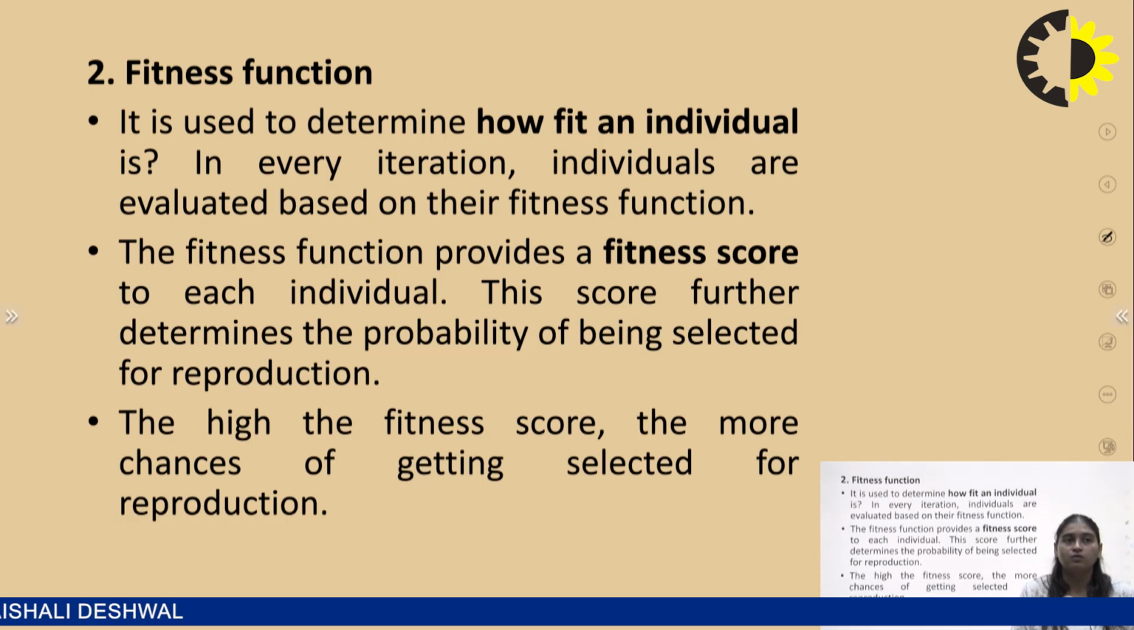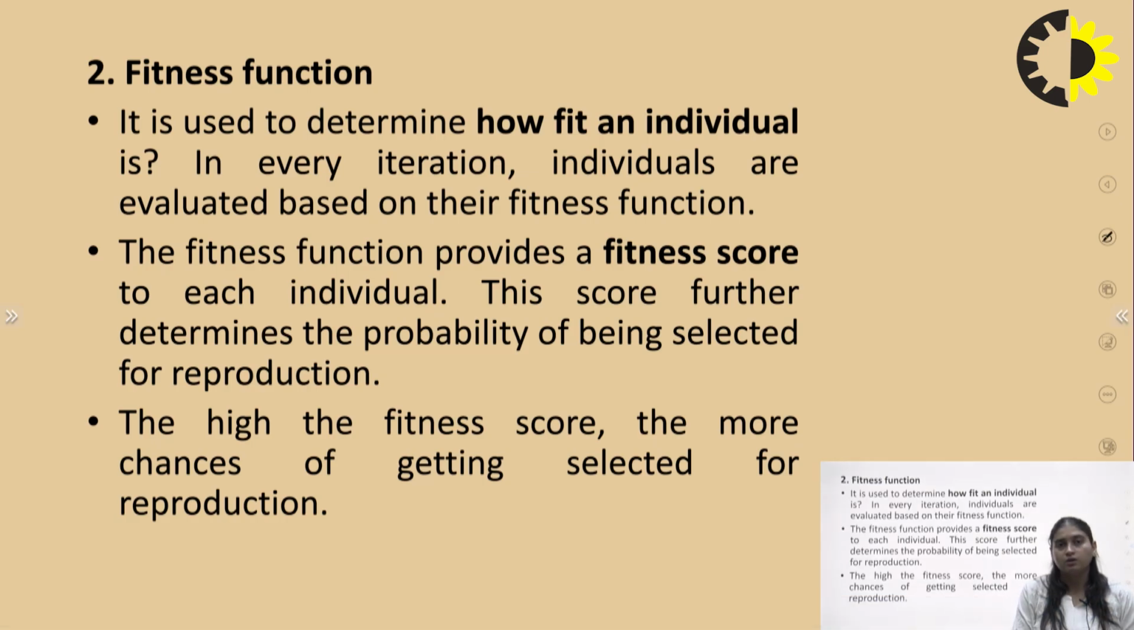Next is the fitness function. Obviously we need to find out the fitness, and for that we must have a numerical value, and we call it the fitness score. The first point is that it is used to determine how fit an individual is. Secondly, it will provide a fitness score, meaning each solution has some score, and accordingly we will choose the highest score individual. That will be the best fit for us, obviously. So we have a fitness score for every individual. Now this score further determines the probability of being selected for reproduction. So if it has a high score, then it has high chances of being selected.